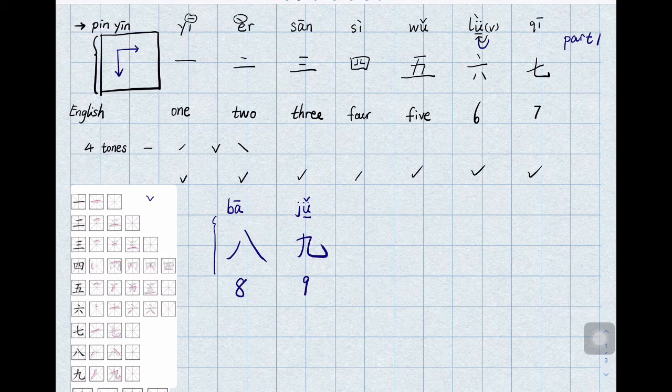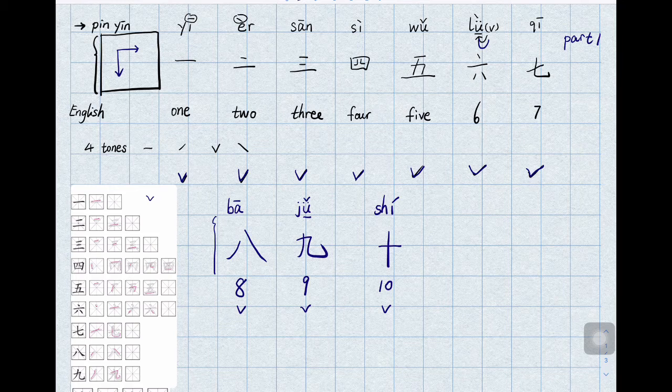Shí, 10. That's the rising tone, the second tone. It's like a cross, very easy. And that is 10. So here we go. We have learned all the 10 numbers. Again, practice makes perfect. Let's read all of them again from the beginning. 1, 2, 3, 4, 5, 6, 7, 8, 9, 10.